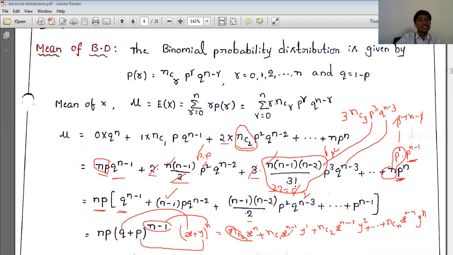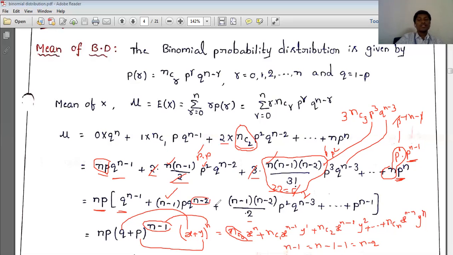Next, in place of x what we said? q. So for that q power n minus 2. So it means in place of n we are writing n minus 2. So this is equal, in place of n what we are writing? n minus 1. Already minus 1 is there. So for that what we will get? n minus 1 minus 1 is nothing but n minus 2. Right? So for that here we got n minus 2.